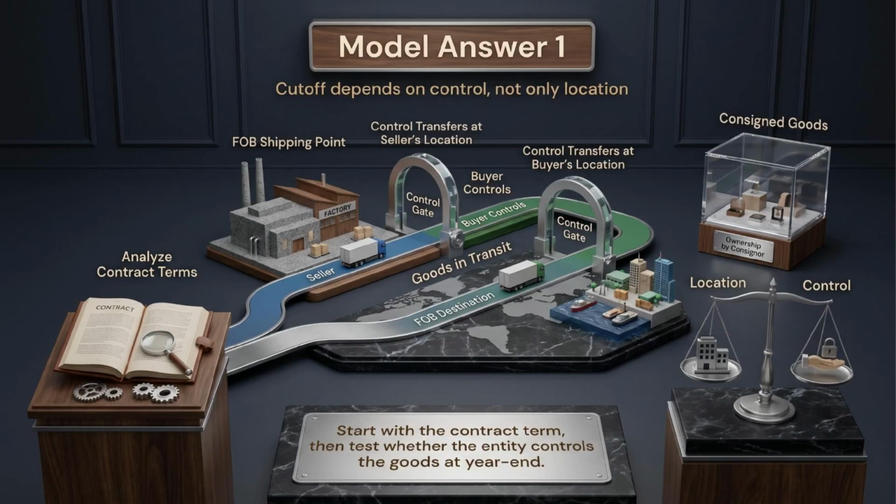Consigned goods remain inventory of the consignor until sold to an end customer. The consignee may hold the goods physically, but physical possession alone does not transfer ownership. Start with the contract term, then test whether the entity controls the goods at year end.